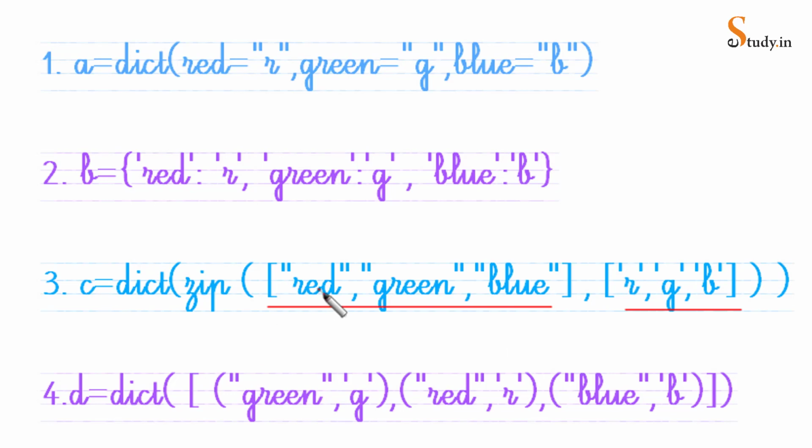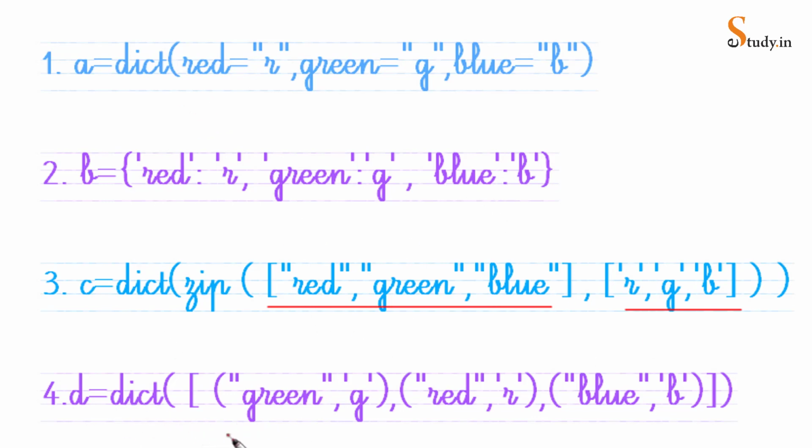Okay, now red is the key, it will pick up the first value from both the lists and pair them. Similarly second value from both the lists and pair them. And the third value from both the lists and pair them. So now we have a key value pair. So we are going to get the same list as this. Now a same dictionary as this.